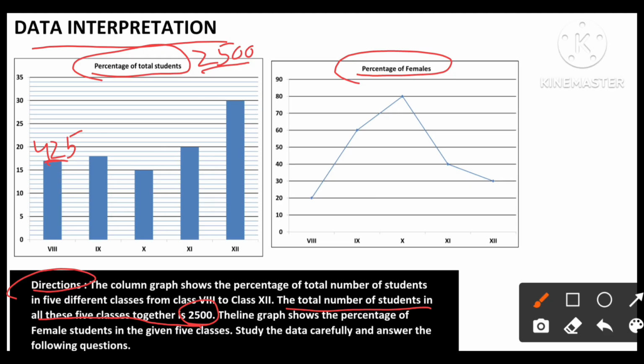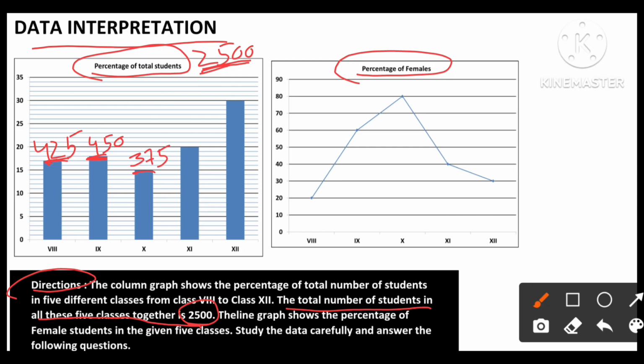Okay, next one. Here it is 18 percent. It is 17 percent and it is 18 percent. 1 percent value is 25. Here the 17 percent value we got was 425, so this is 450 for 18 percent. And 15 percent of 2500 will be 375.